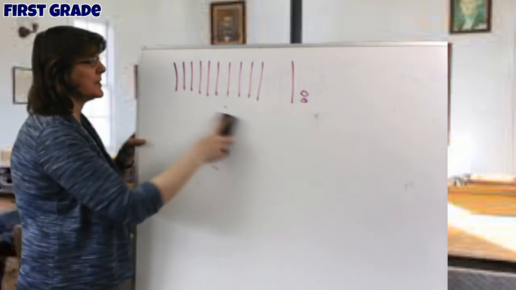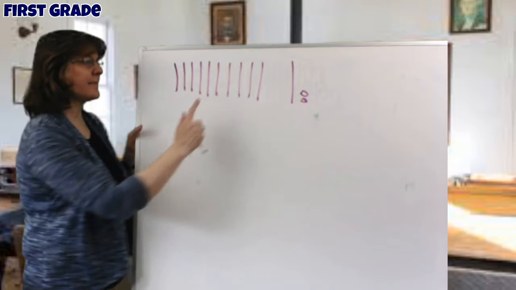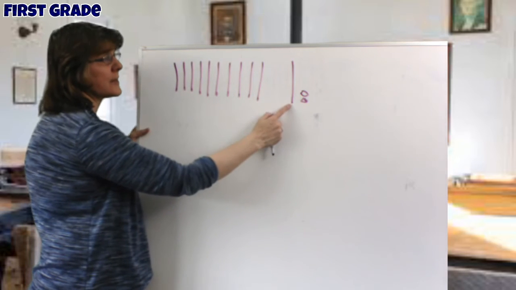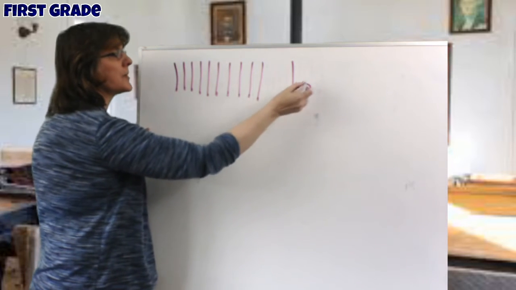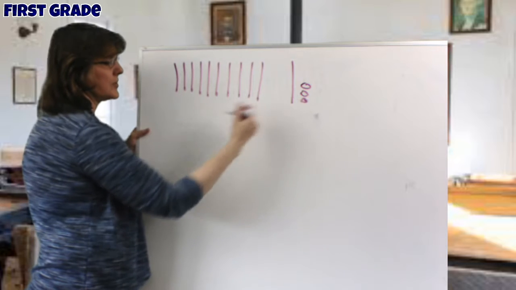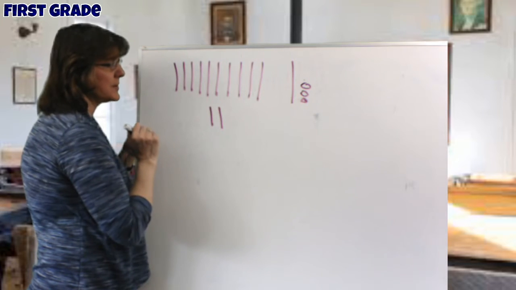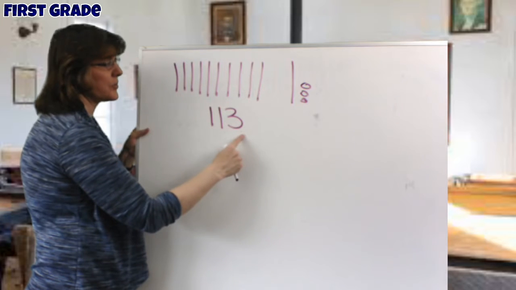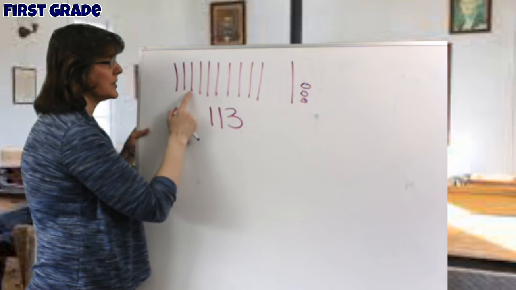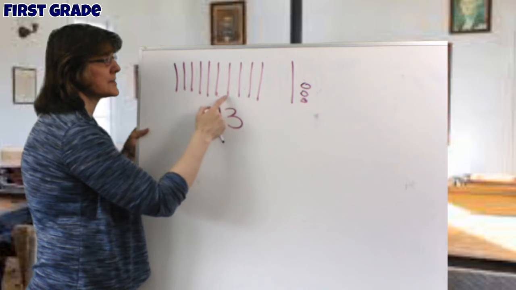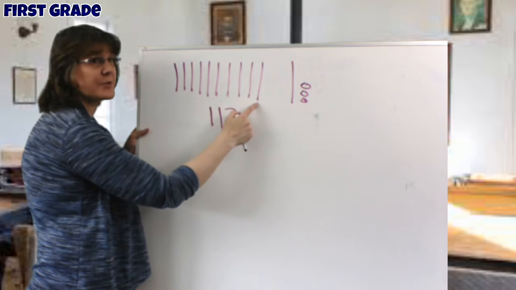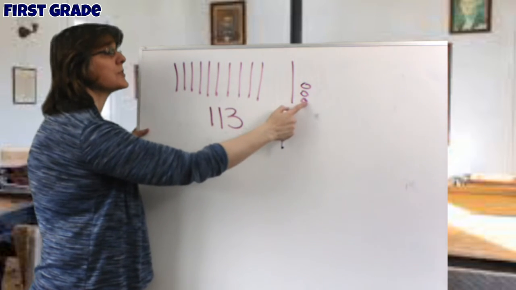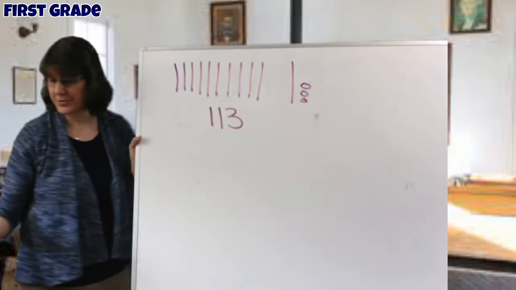Number 3. I still have the group of 10 sticks and the 11th one here, and now 3 in the ones. So I have 11 sticks or 11 bundles of 10, 3 ones. I have the number 113. 10, 20, 30, 40, 50, 60, 70, 80, 90, 100, 110, 111, 112, 113.